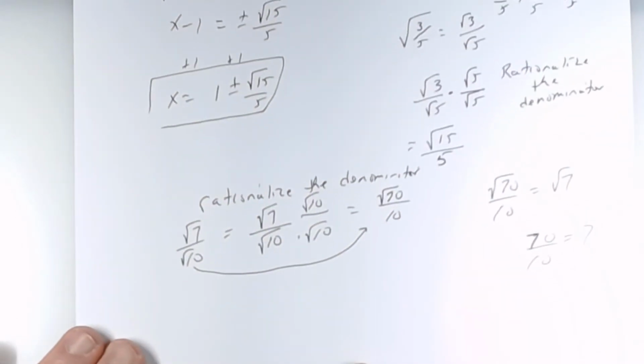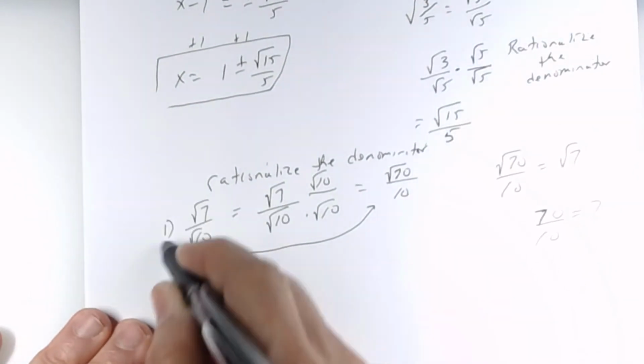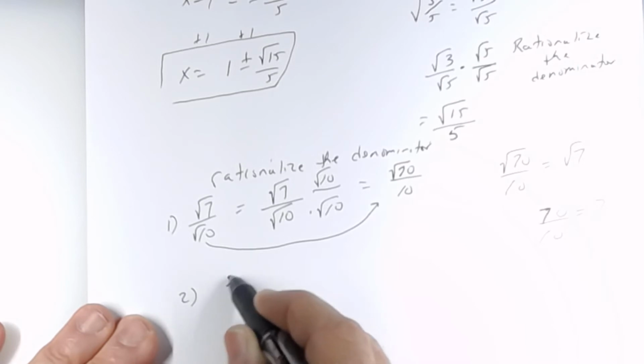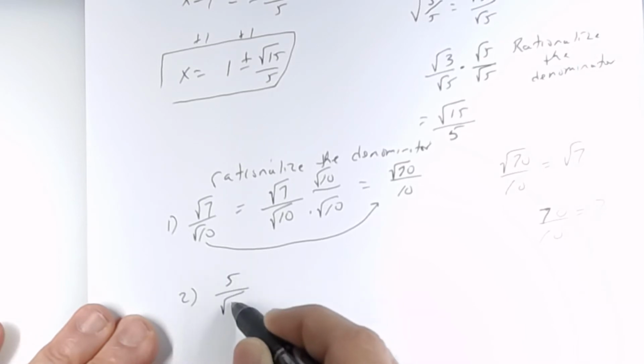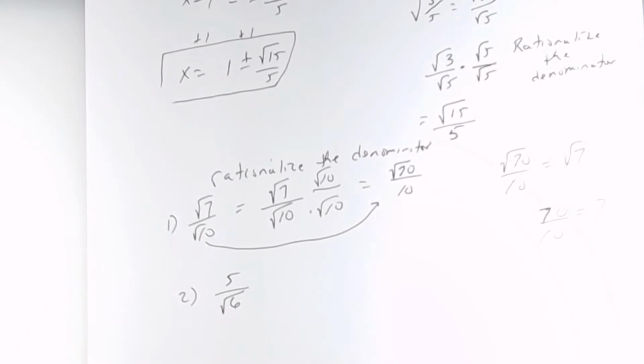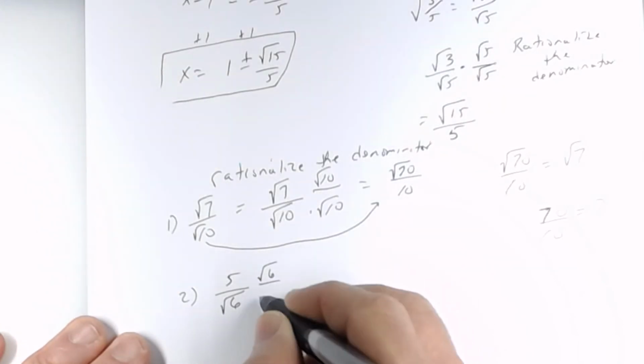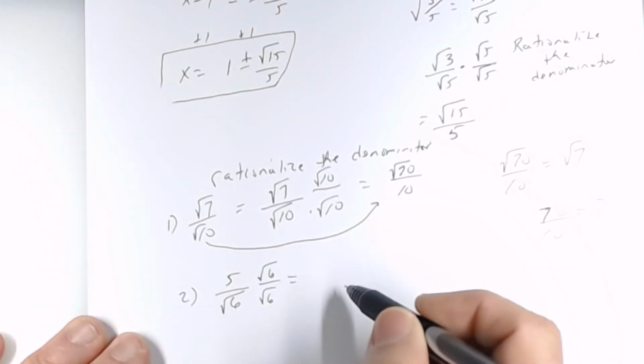Now, it could also be where you could have something like this. Number 2, let's say you had 5 divided by the square root of 6. How would you rationalize that denominator? Multiply the numerator and denominator by the square root of 6. That's one of the ways, not the only way, to get that denominator to be a rational number.